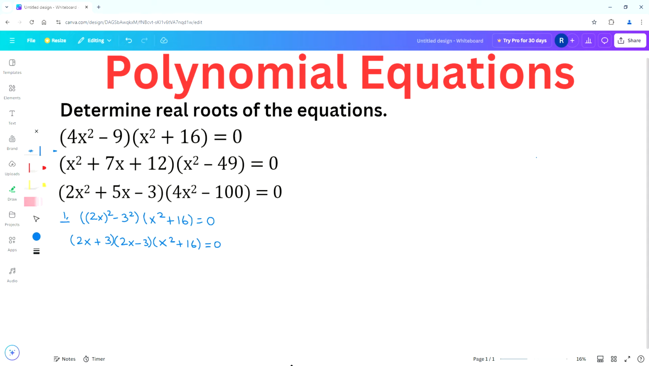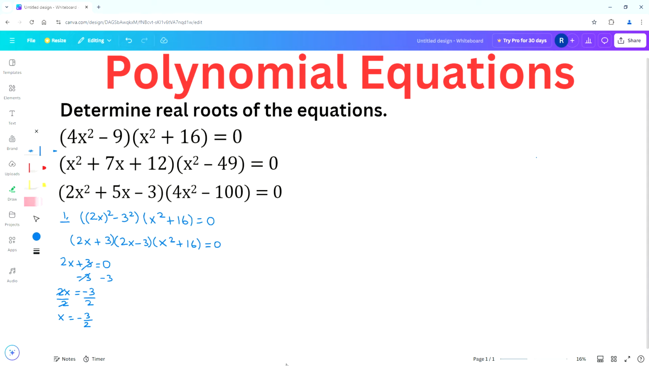Let's start with the first factor. We should set it equal to 0 and solve for x. The first step is to subtract 3 from both sides. Next, we can divide both sides by 2. So this is the first real root for the first equation.